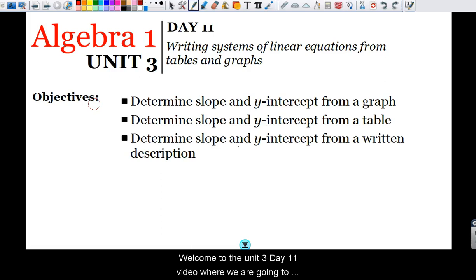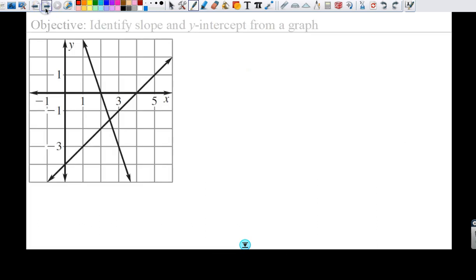Welcome to the Unit 3 Day 11 video where we are going to write systems of linear equations from tables and graphs and from a written description. Let's say that I was given this picture that had two lines graphed on the same coordinate plane, and I wanted to write the two equations, one for each line, that make up the two lines.